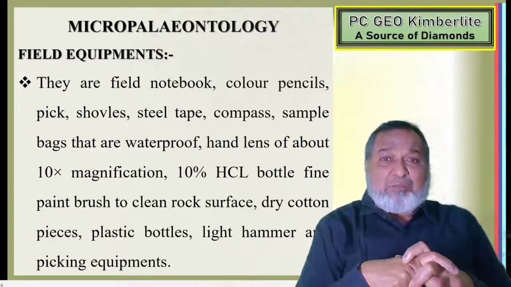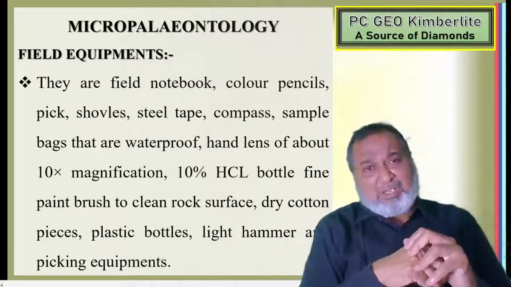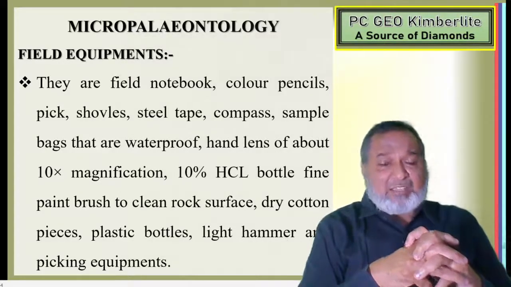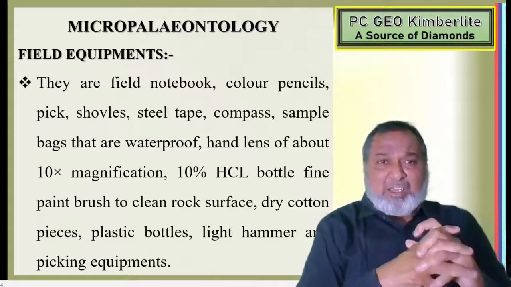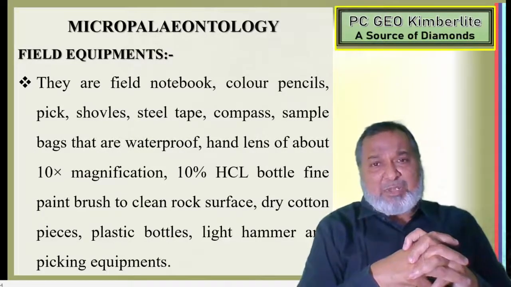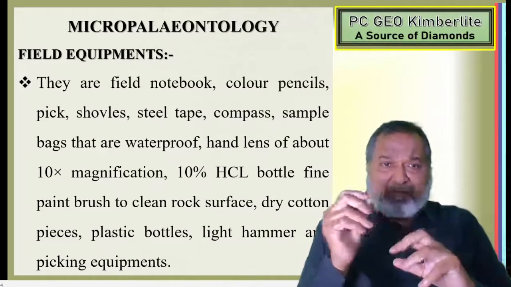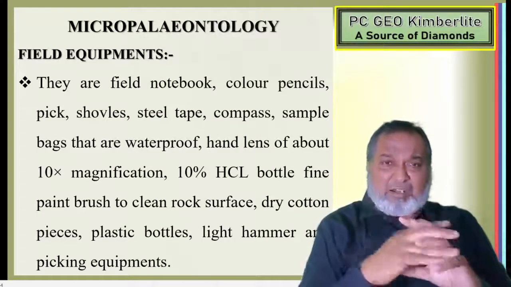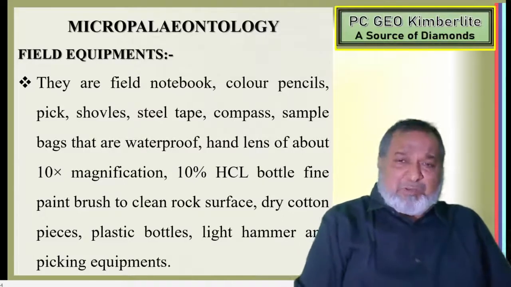Then the sample haversack is required. Very important one, with a number of pockets. And a hand lens, for the microfossils. The hand lens should be 10x magnification, or whatever magnification is available. Then 10% dilute HCl, water, a fine plastic brush to clean the surface, and a pointed brush are required. So these various types of brushes will be required.